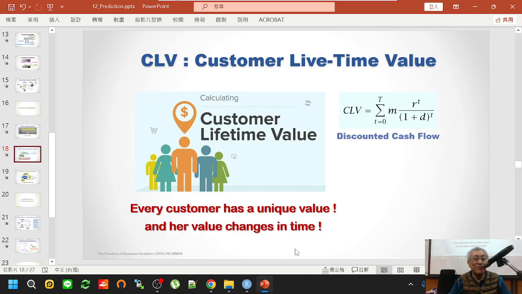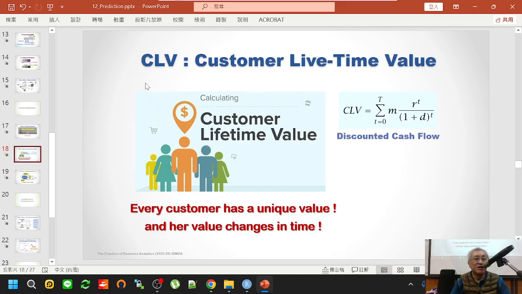Because we are using a model to predict the behavior of every customer, every customer has a unique CRV value, and that value changes over time. If you calculate the CRV for a customer at the end of the first quarter and calculate it again for the same customer at the end of the second and third quarters, you will see that the value changes with time. Every customer is worth a different amount of money to you, and that value changes with time.